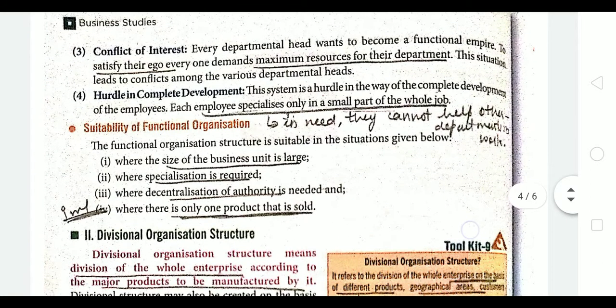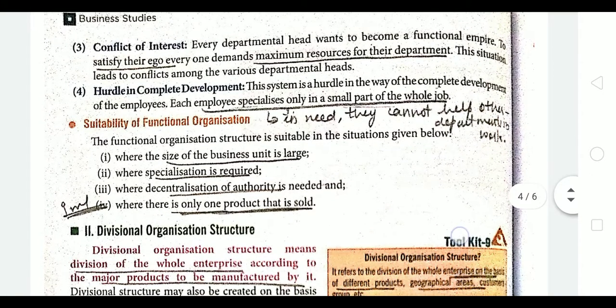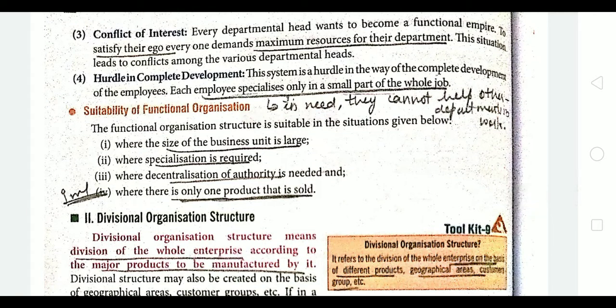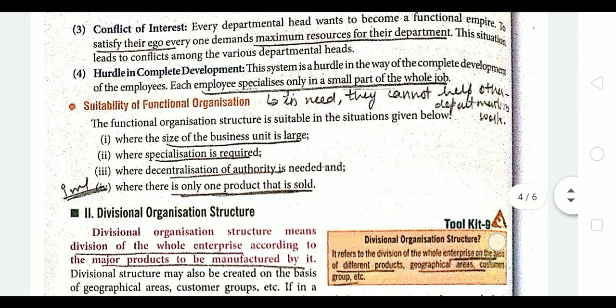Next is hurdle in complete development. Employees specialize only in a small part of the whole job. If for the time being any employee is needed in some other department, it is not possible for that employee to cope with the activities of the other department, which becomes a complete hurdle in the development of the employees.